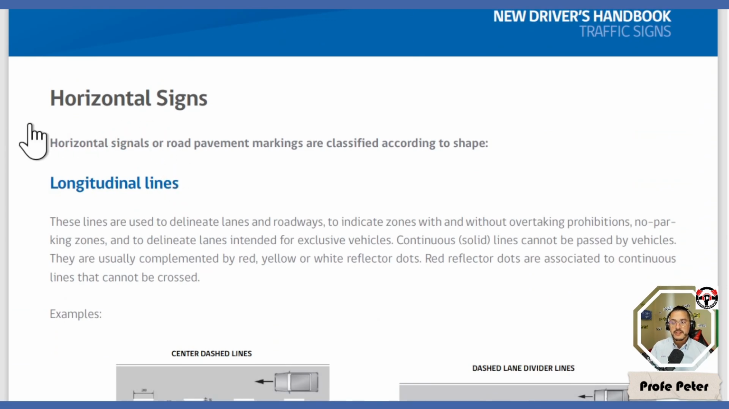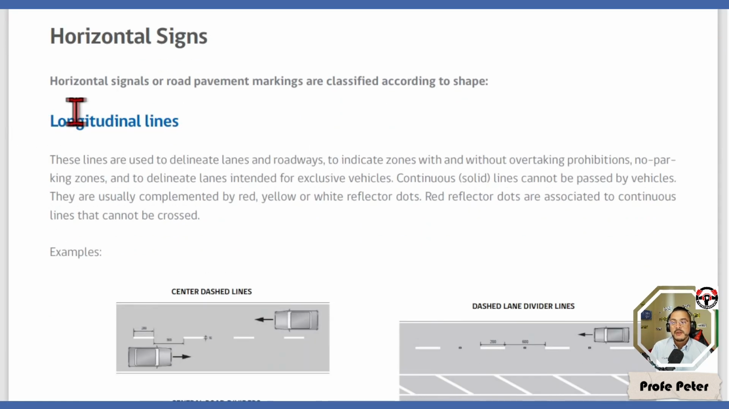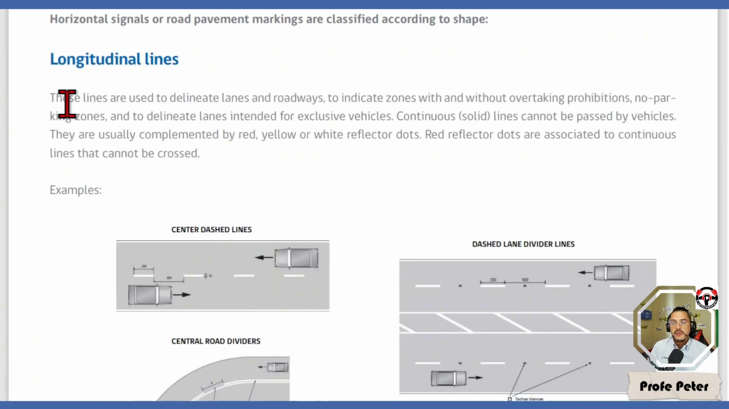Some horizontal signs. Horizontal signs or road pavement markings are classified according to shape. For example, longitudinal lanes. These lanes are used to delineate lanes and roadways to indicate zones with and without overtaking prohibitions, no parking zones, and to delineate lanes intended for exclusive vehicles. Continuous lanes cannot be passed by vehicles.